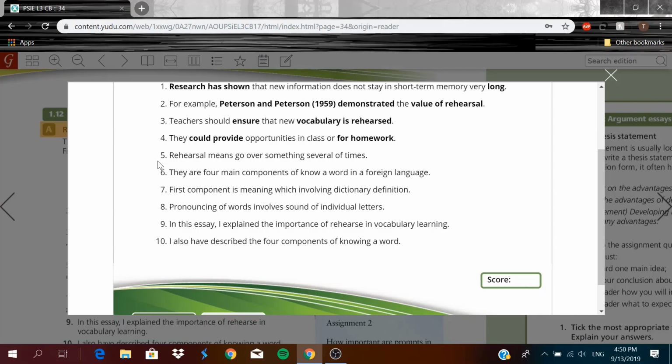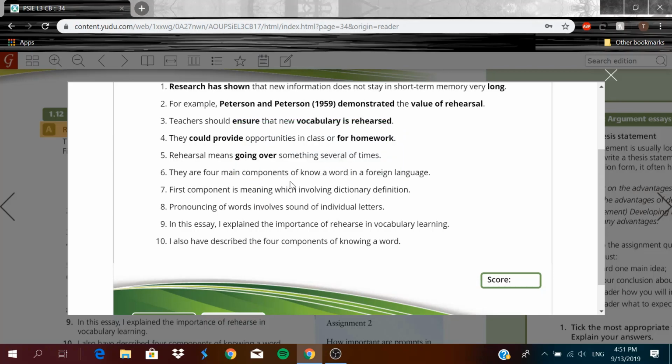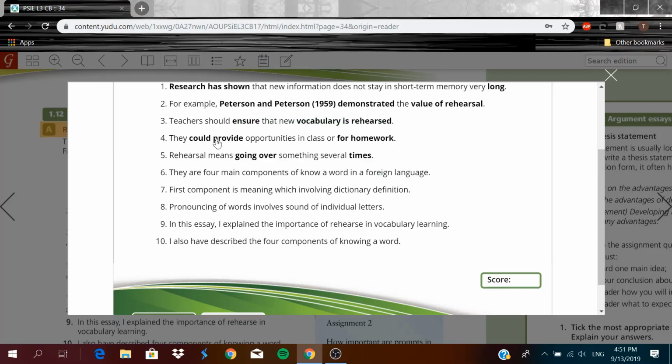Okay? Then we have number 5. Rehearsal means go over something several of times. So number 5, rehearsal means, okay, go over is wrong. We'll say going over something several times, not of. So we don't need the of here. So rehearsal means going over something several times.